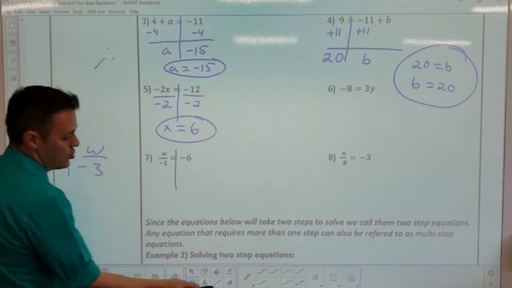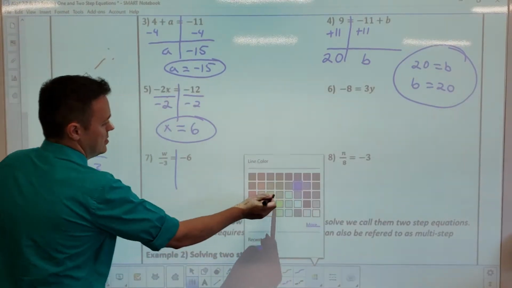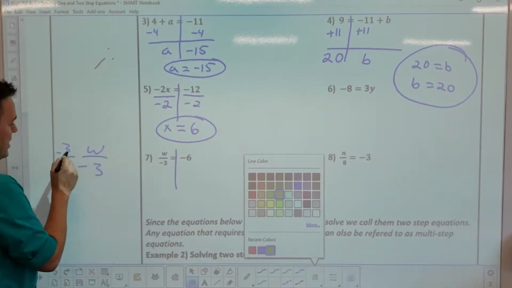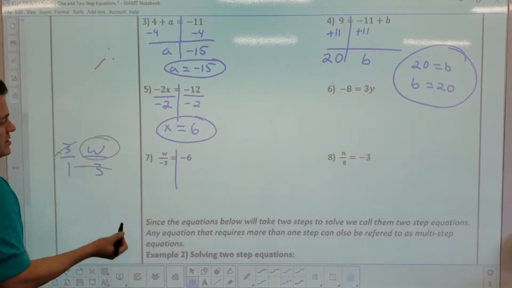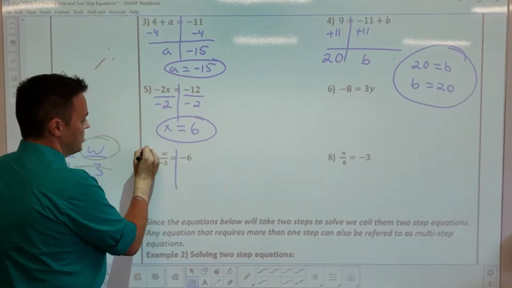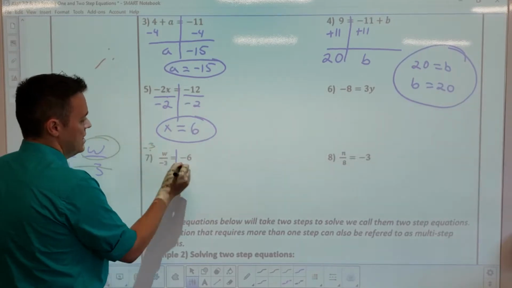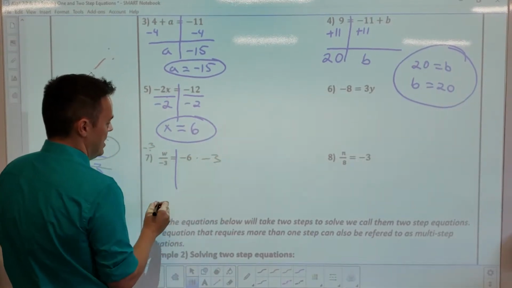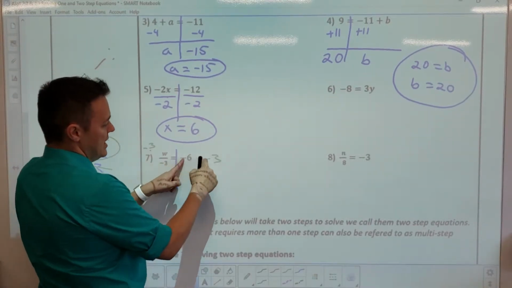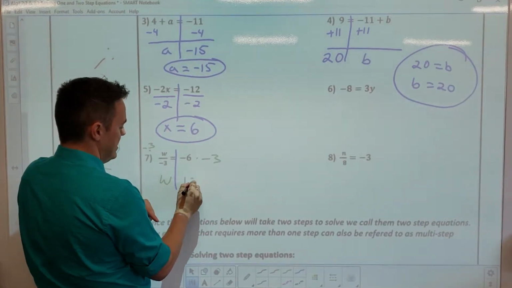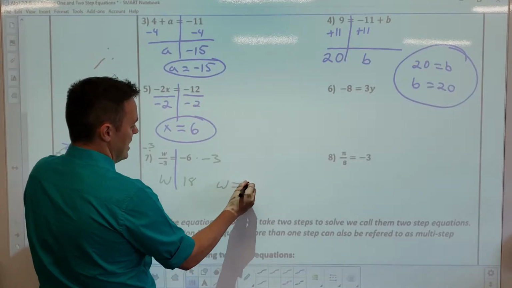All right, so you cross multiply in this case, and as you cross multiply, the -3's would cancel out, and you'd be left with what? W. So that's what you want to do. Multiply this side by -3, multiply this side by -3, you'd end up with W, because it canceled out, equals, a negative and a negative is positive, 18, so W equals 18.